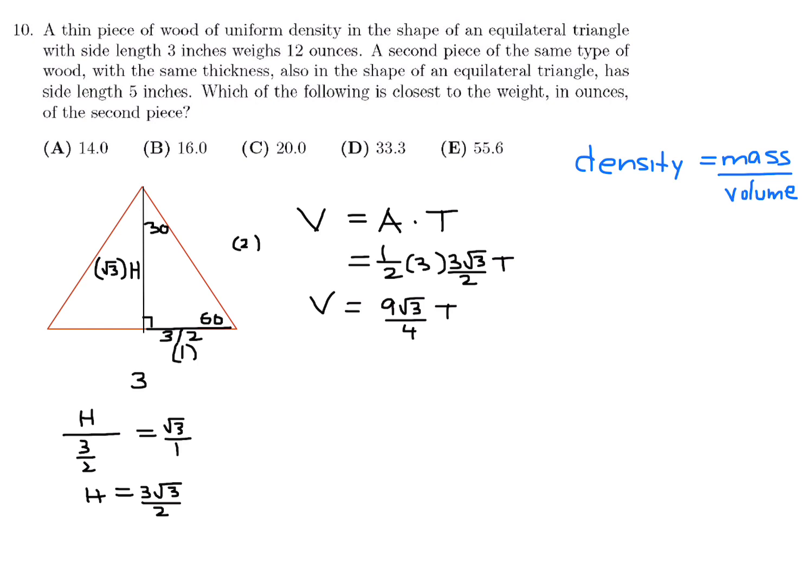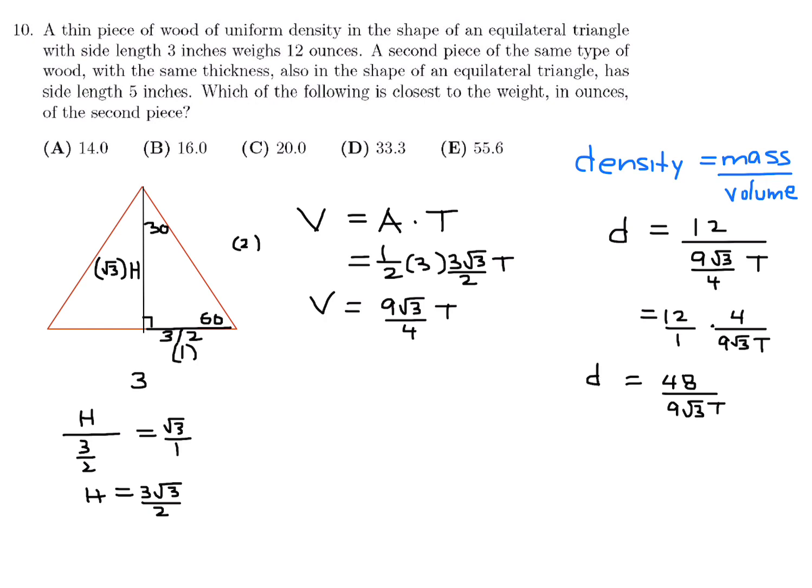And therefore, its density will be mass over volume. The mass they give me is 12. The volume is 9 root 3 over 4 times t. And let's see here, invert and multiply: 12 over 1 times 4 over 9 root 3 t. And I think that becomes 48 over 9 root 3 t. And that's density. Okay, hopefully there's nothing confusing so far. And let's move forward with the second part.